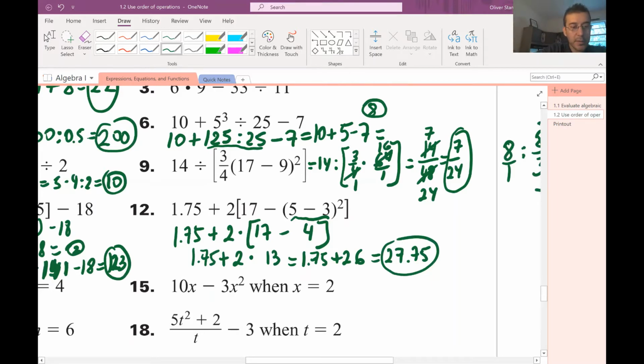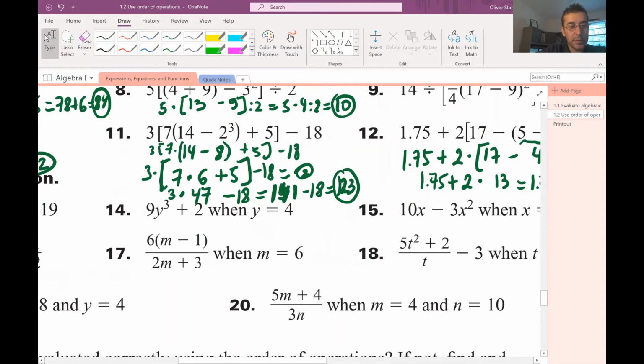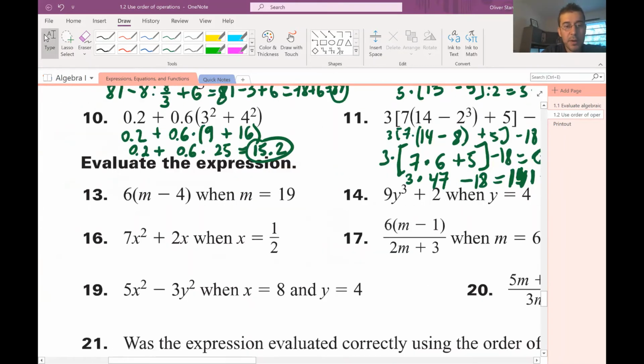Next is 13. Evaluate the expression 6 times (m minus 4) when m equals 19. The order of operations: first, we're doing the grouping, the operation within the parentheses, that's the subtraction. So 19 minus 4 is 15. So this becomes 6 times 15, which is 90. That's the answer for 13.